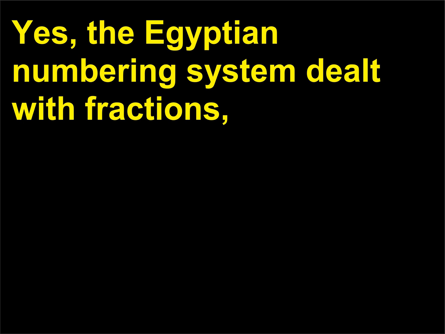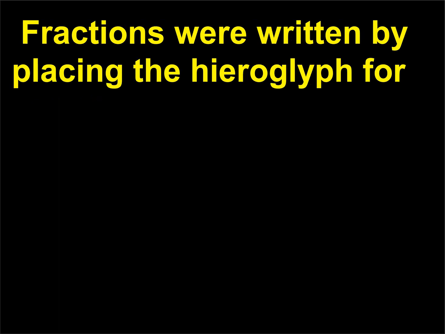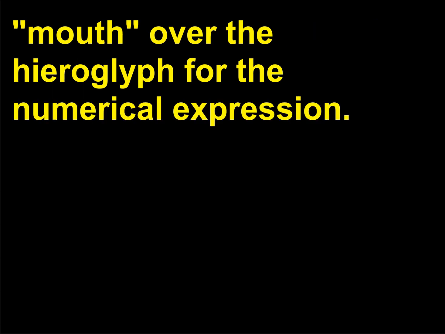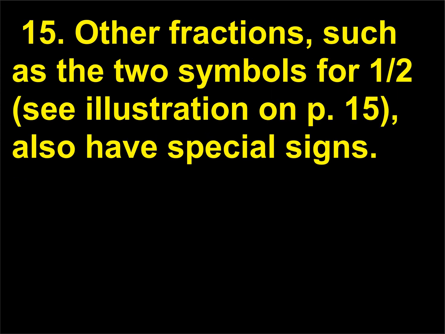Yes, the Egyptian numbering system dealt with fractions, albeit with symbols that do not resemble modern notation. Fractions were written by placing the hieroglyph for mouth over the hieroglyph for the numerical expression. For example, 1/5 and 1/10 would be seen as the first two illustrations represented in the box on p. 15. Other fractions, such as the two symbols for 1/2, see illustration on p. 15, also have special signs.